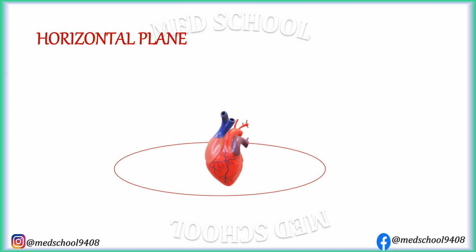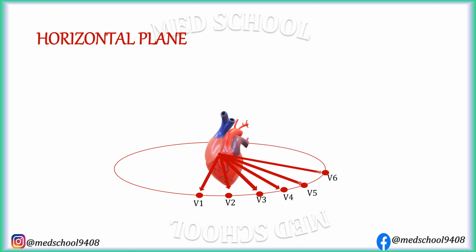Now imagine a circle around heart in horizontal plane. If we place precordial leads axis in this circle, they will be arranged like this. V1 being the rightmost, V2, V3 and V4 placed along the anterior surface of the heart and V5 and V6 along the lateral surface of the heart.